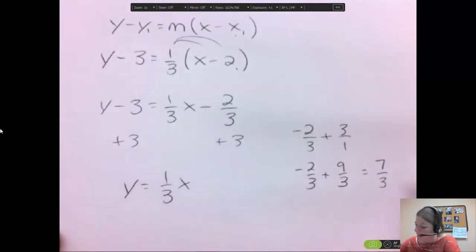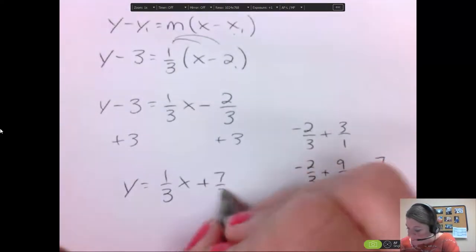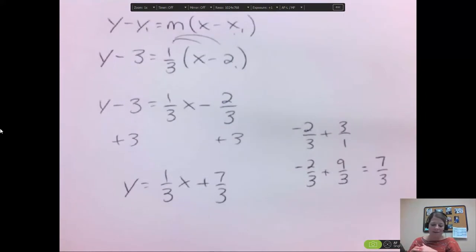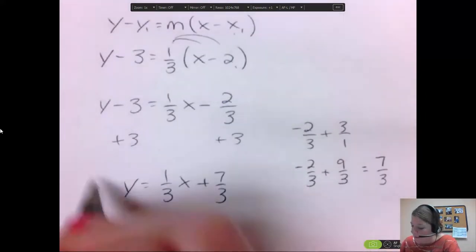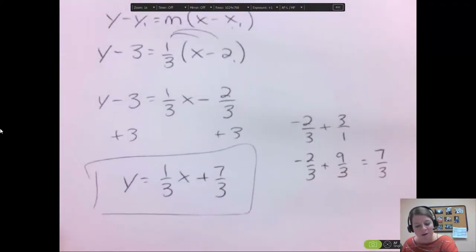Negative 2 plus 9 is 7/3. And then how many times does 3 go into 7? It goes in there 2 1/3. So you could have got 2 1/3 or 7/3 depending on how you did that. So make sure you get a common denominator if you need to. Here's our answer. There's the equation of the line that related that slope and that point together.